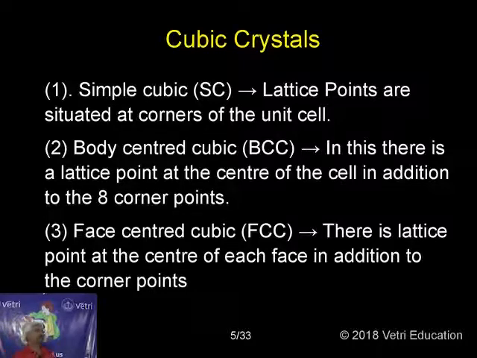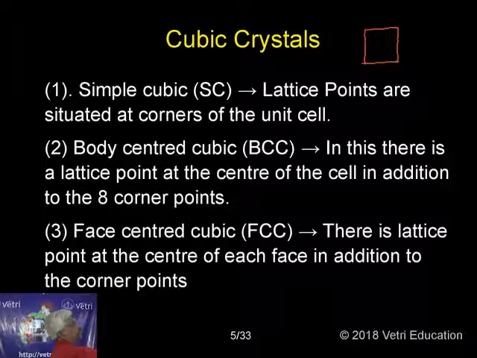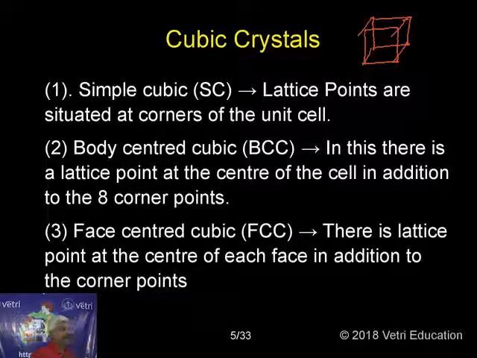Cubic crystal. You know the cubic crystal structure, you also study it in chemistry. So this is a cubic crystal. This is called simple cubic. Lattice points are situated at the corners of the unit cell. So if it is a unit cell, these are all called corners. At the corners, the lattice points are there. In the body centered cubic, BCC, there is a lattice point at the center of the cell in addition to 8 corners. 1, 2, 3, 4, 5, 6, 7, 8 corners. In addition to that, there is a point at the center of the body. That is called body center.